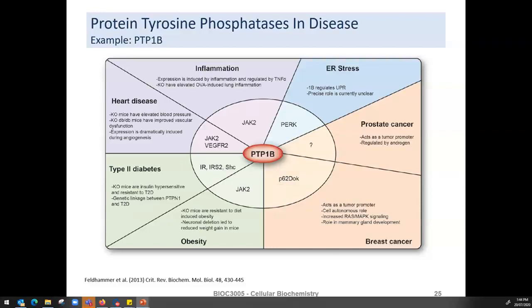There is also a significant amount of evidence starting to be gathered that links the PTP1B to ER stress through its interaction with PERK. There's also evidence that the PTP1B can influence inflammation through other various JAKs and STATs. And it's also been indicated to be involved in heart disease.